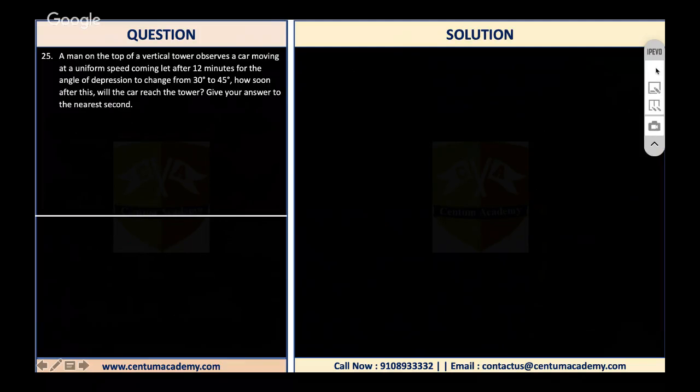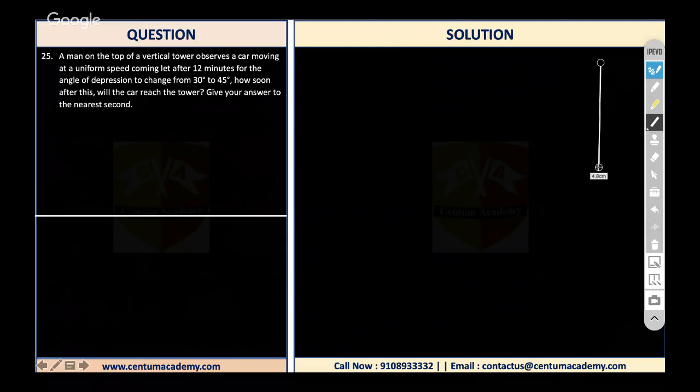A man on top of a vertical tower observes a car moving at a uniform speed coming. There's something missing, I think, here. Coming after 12 minutes for the angle of depression. Okay, it takes 12 minutes, I think, for the angle of depression to change from 30 degree to 45 degree. How soon after this will the car reach the tower? Let's see if we can solve with this.